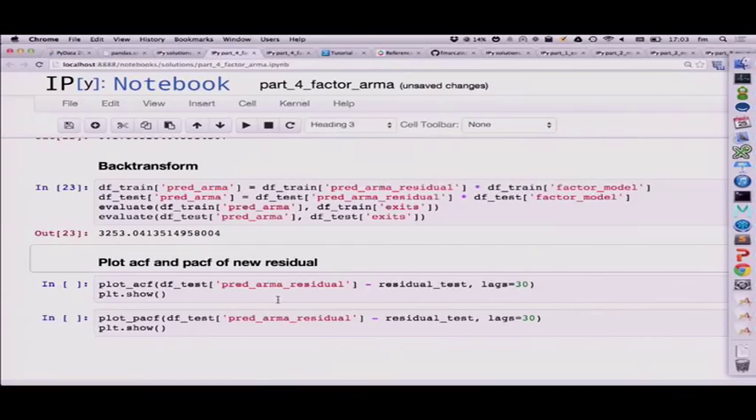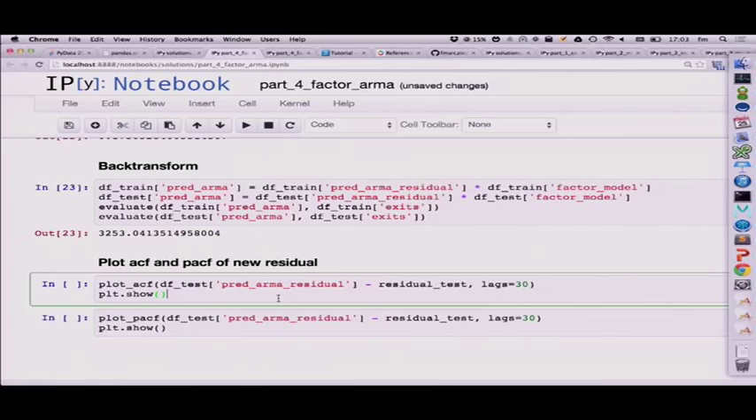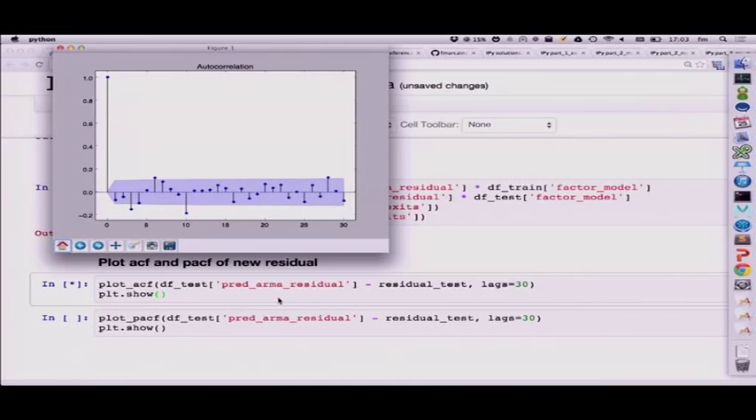And we want to check if our new model has any dependencies on the lags anymore. We just plot the deviation between the fit and the truth. And okay, no autocorrelations anymore. That's good.